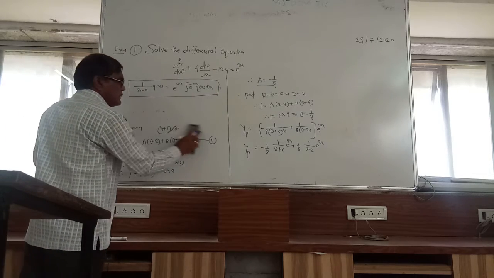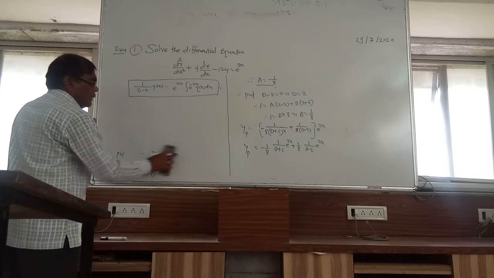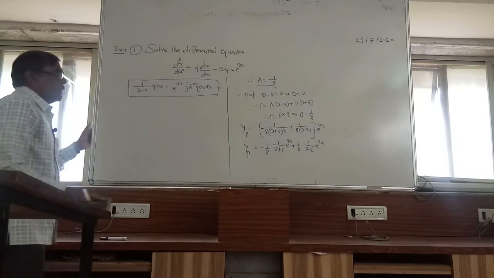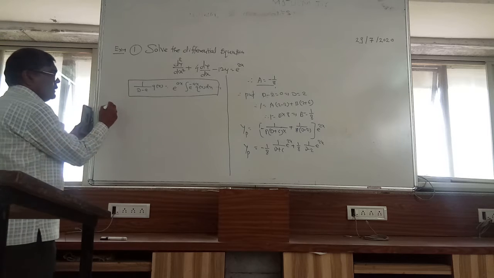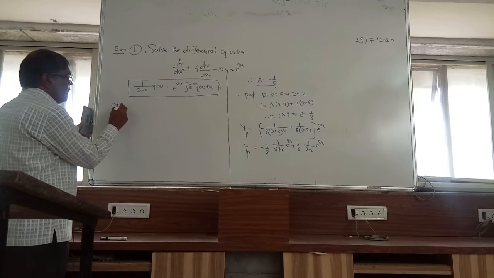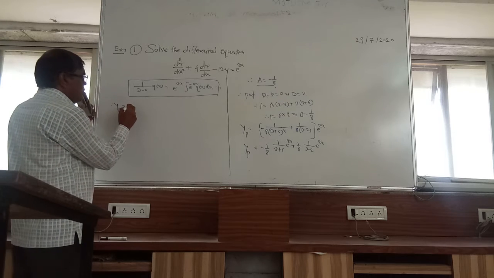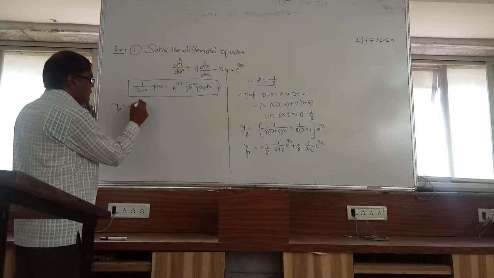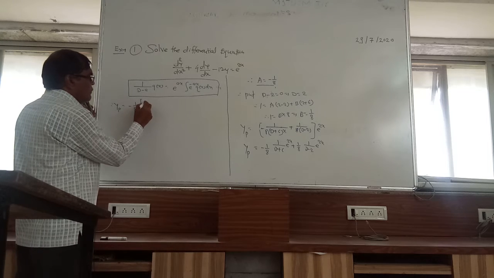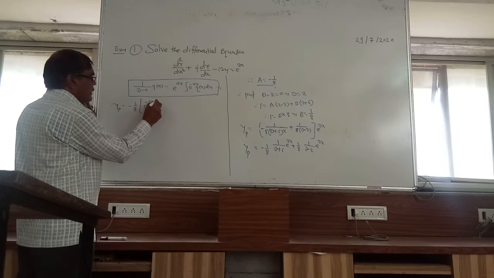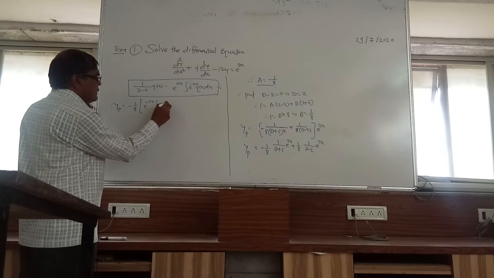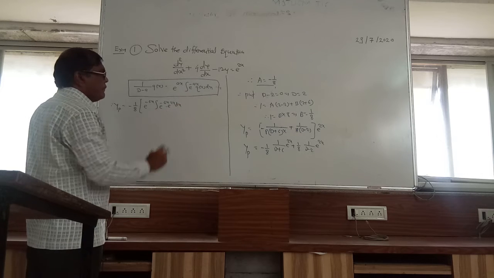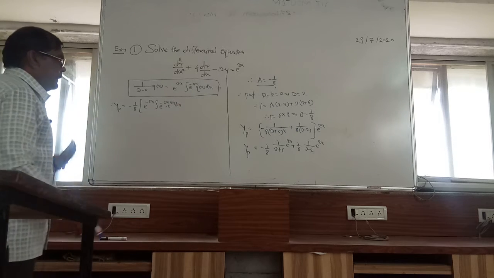So we may apply the effect of the operator, 1 upon D minus a, on Q of x here. Therefore we have yp is equal to 1 upon 8, operator e raised to minus 6x, integration of e raised to minus 6x into e raised to 2x dx, into e raised to 2x dx.